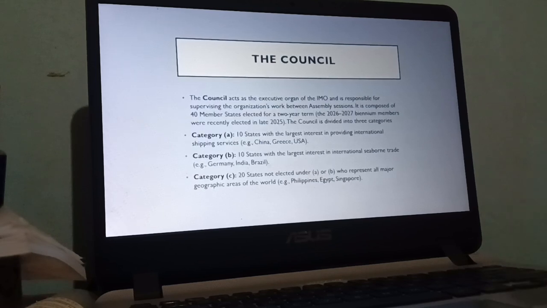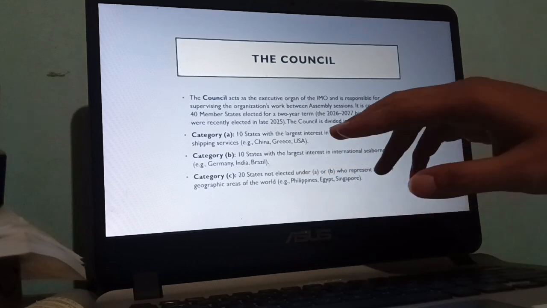Second is the Council. The Council acts as the executive organ of the IMO, and it is responsible for supervising the organization's work between assembly sessions. There are three categories in the Council. First, Category A, 10 states with the largest interest in providing international shipping services like China, Greece, and USA.